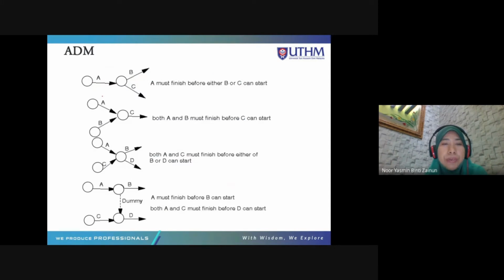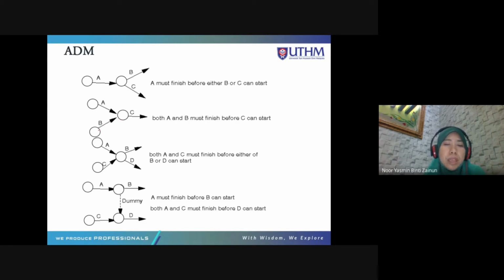This shows the relationship where A must finish before B and C can start. So A is the predecessor for B and C. Both A and B must finish before C can start, which means the predecessor for C is A and B.